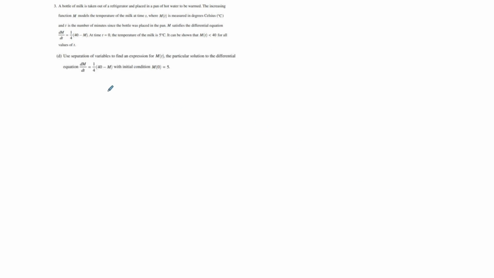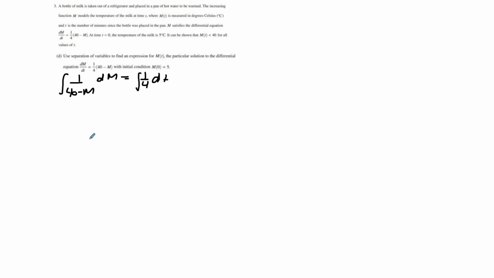All right. Finally, we need to use separation of variables for m of t and find the actual value. Now, this is usually worth like 5 points on the exam. Make sure you write out each step of these so that even if you get lost in translation, you get some points. So remember, for our separation of variables, we need to get the m on one side and the t on another side. So I'll say 1 over (40 - m) dm equals 1/4 dt, right? And so now you would integrate both of them.